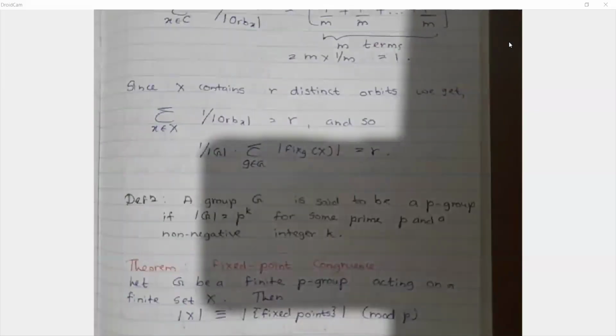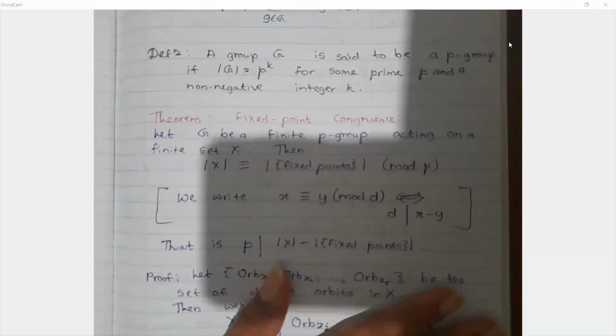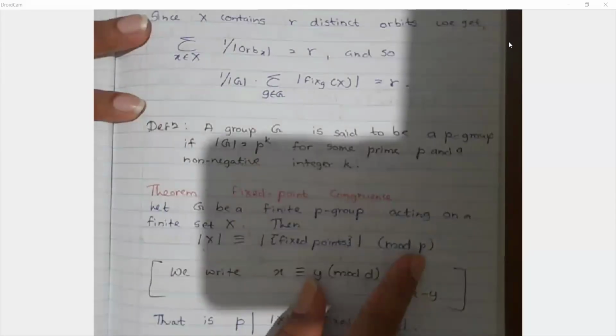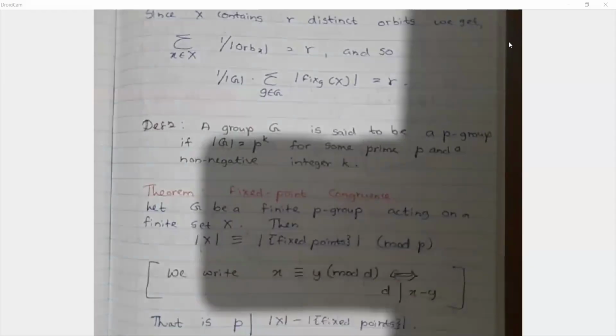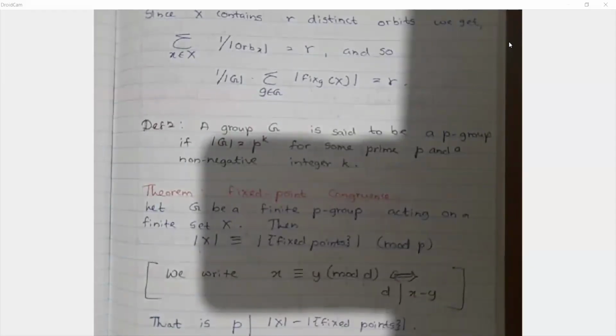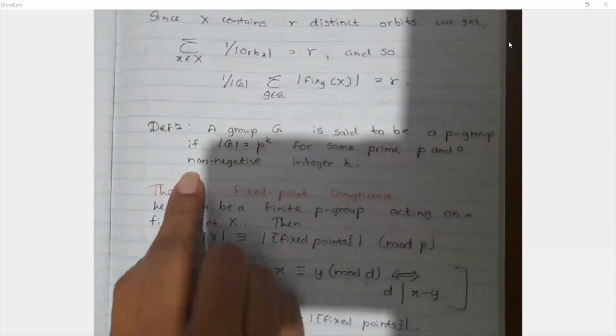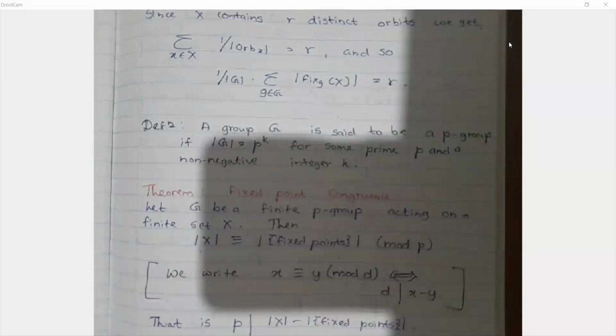After that, we've done the fixed point congruence theorem. First, we defined a P group, that is a group G where the number of elements in this group is some power of P for prime P, right? So this power is a non-negative integer K. And we understand that when K is equal to 0, you have the trivial group. When K is non-zero, it's some non-trivial group.